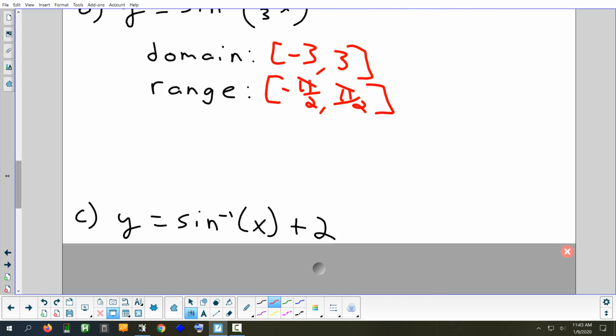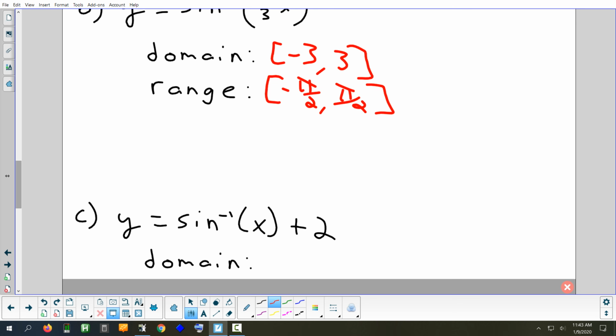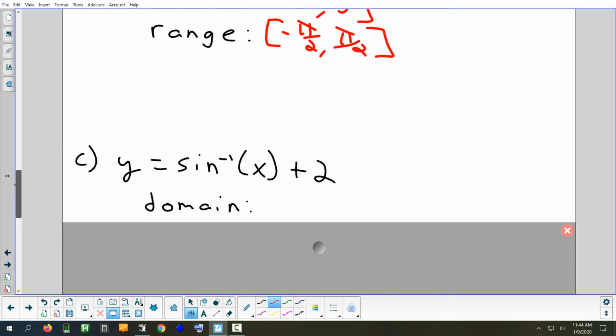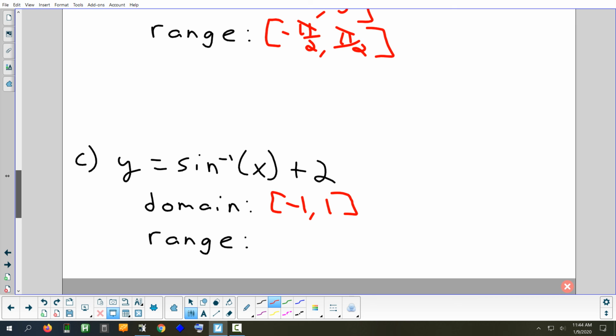Okay. Let's look at this one. Brandon, what's the +2? What kind of transformation? Vertical shift. Does that affect domain or range? Range. So the domain in this problem is not going to change. All you have to do is write down your original domain. We've already said it in the past two problems: negative 1 to 1. Now, Brandon just said that it's a vertical shift up 2. So what's going to happen to my range is everything's going to move up 2. So what's my original range if I didn't move it up 2?